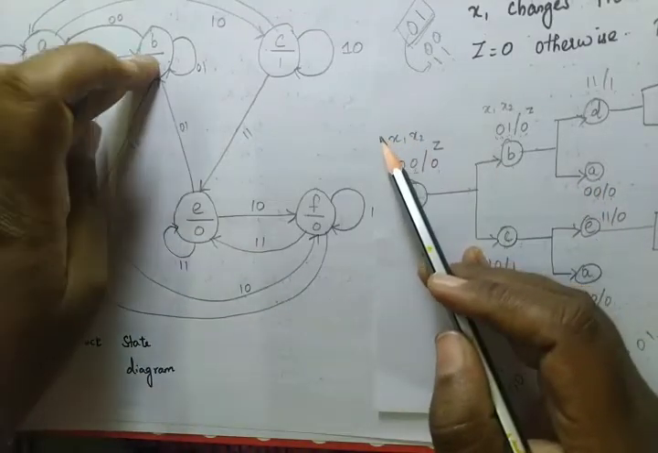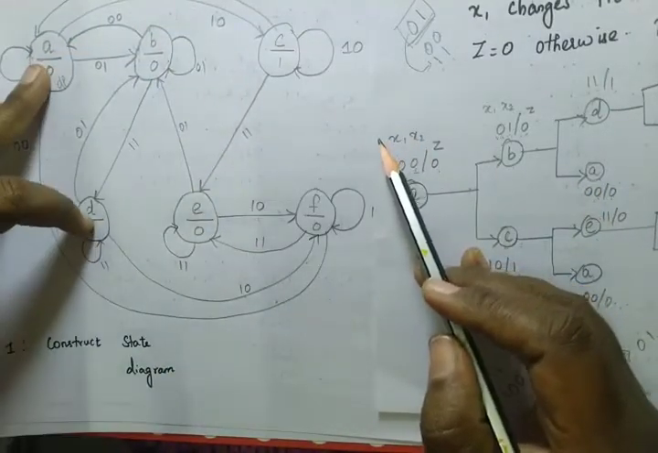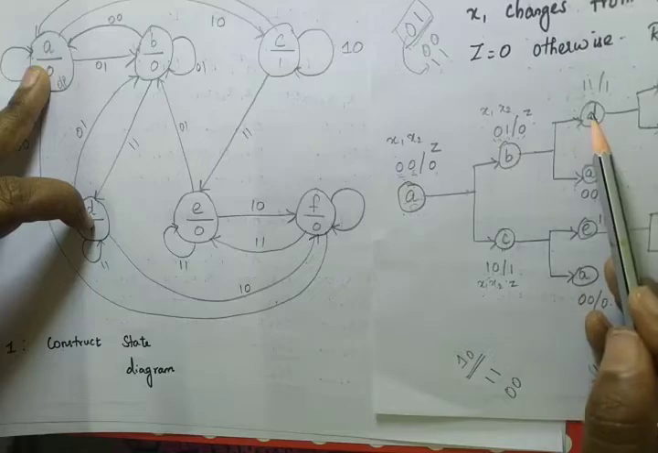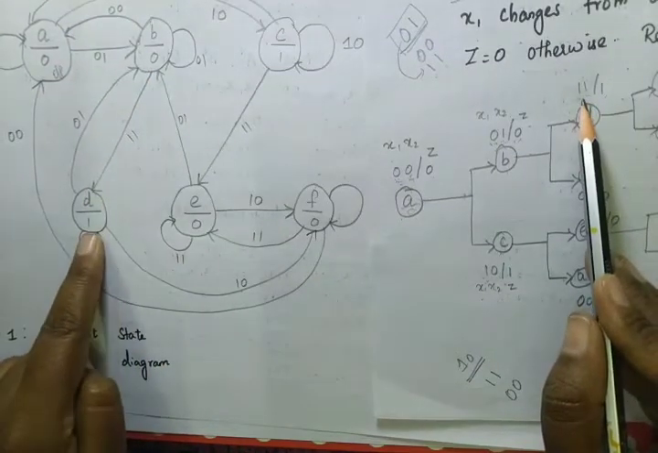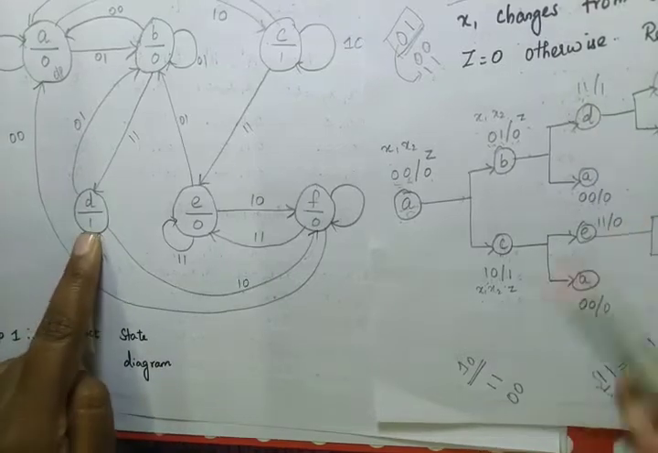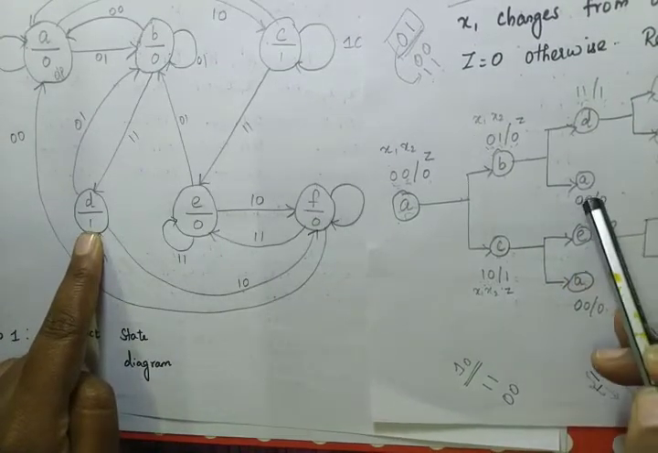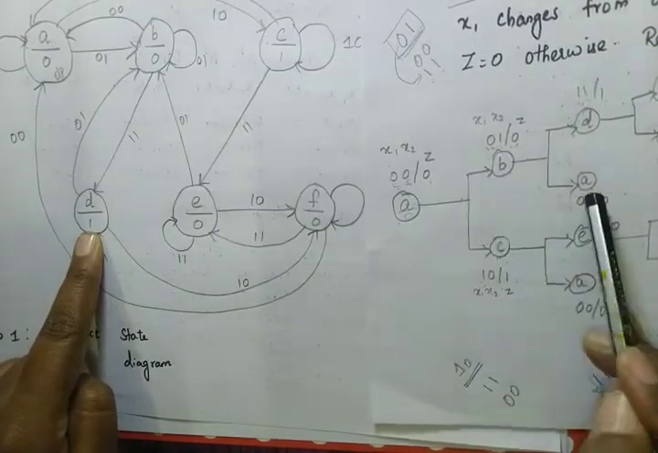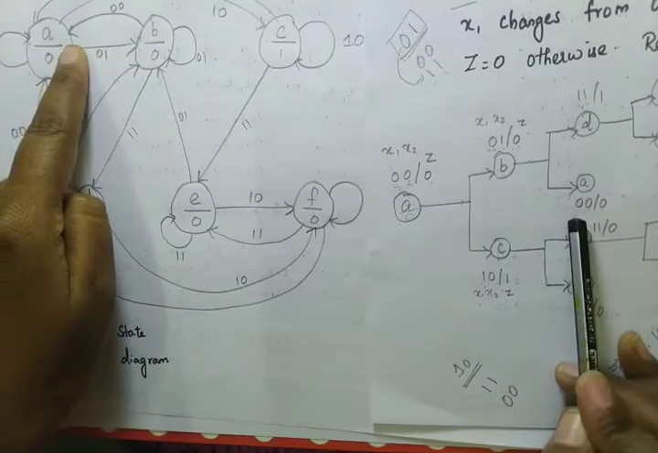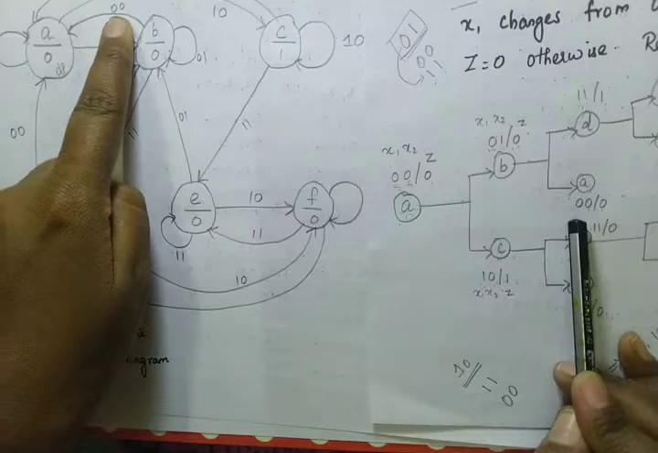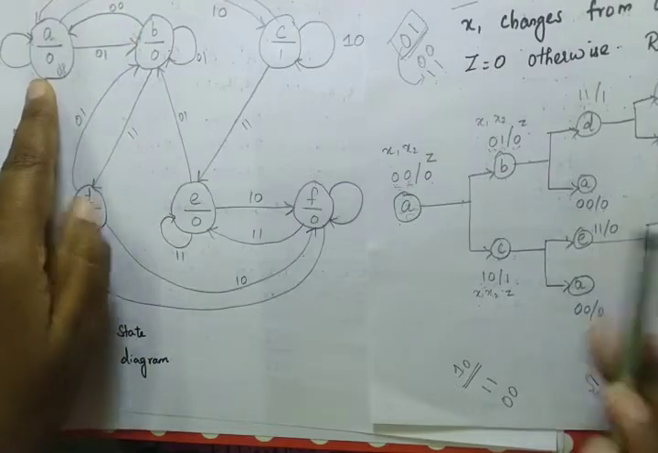So for B, D and A are next states. When will it move to D? When it is 1 1. So when it is 1 1, this will move to D and the output is 1. Next, B will move to A when it is 0 0, and the output is 0.